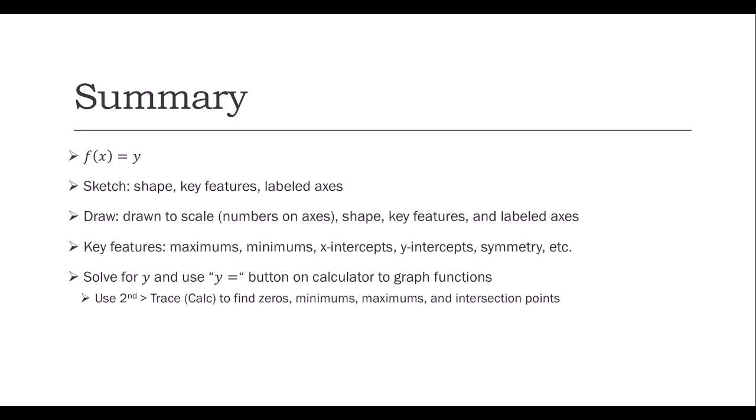So in summary, our f of x is the same as y. So our f of x will be our output, so that'll be our y values. Sketching is when you use the shape, key features, and a labeled axis, versus drawing is drawing your sketch essentially to scale. So you need all the same things as a sketch, except you have to also have a scale. Key features include maximums, minimums, x-intercepts, y-intercepts, symmetry, and so on.